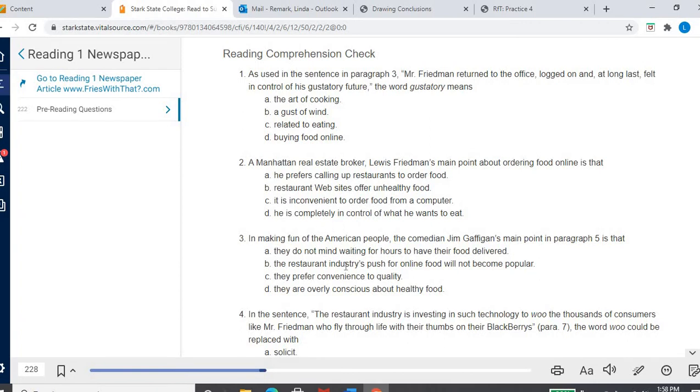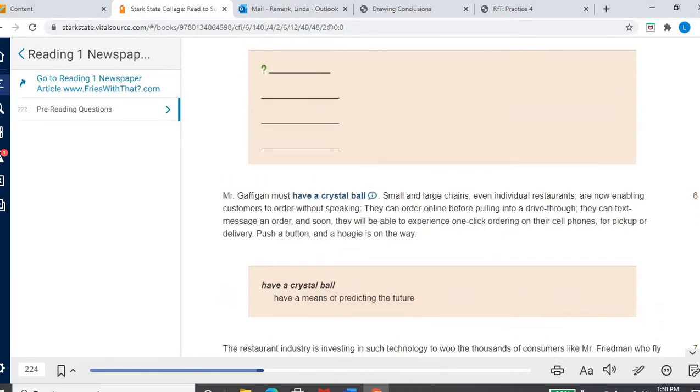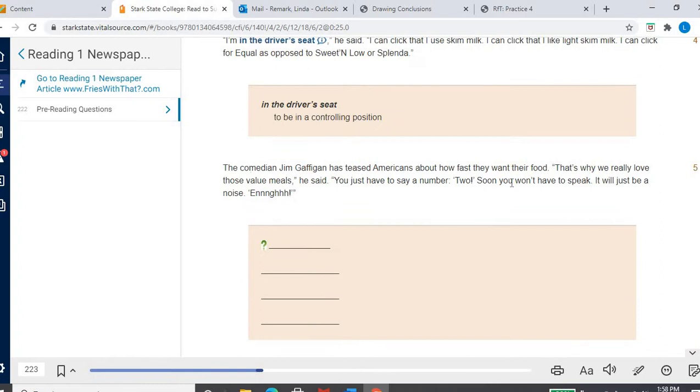I'll do one more with you. Number 3, in making fun of the American people, the comedian Jim Gaffigan, I don't know if anyone's ever listened to Jim Gaffigan, but they quote him here, in paragraph 5 is what? So if I scroll back up to paragraph 5, we can see he says, that's why we really love those value meals. You just have to say a number. 2, soon you won't have to speak. It'll just be a noise.